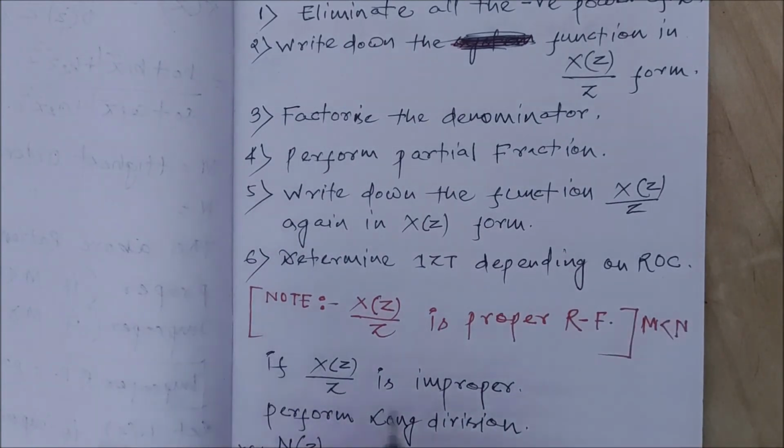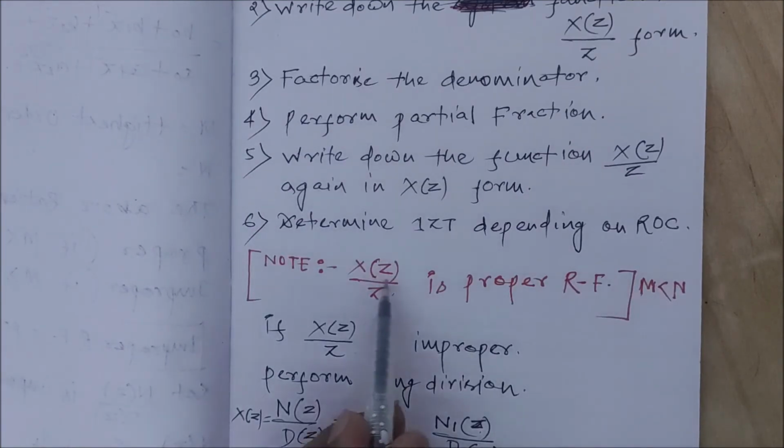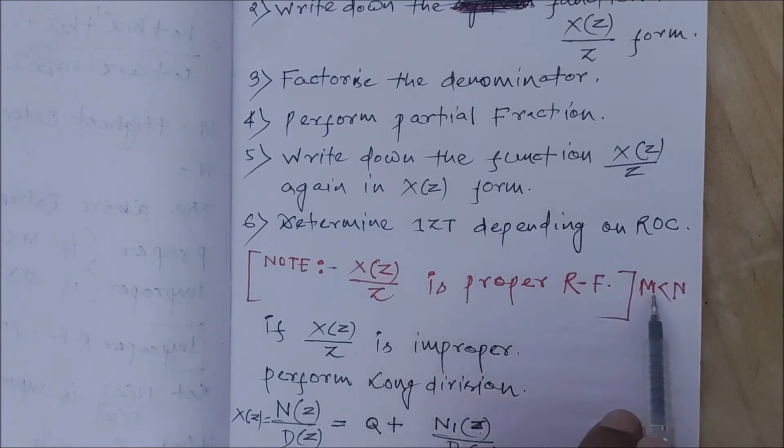Whenever a discrete time sequence is given, we generally calculate two things, the Z transform and the region of convergence. In the same way, if we need to determine the inverse Z transform, then definitely two things must be given, the function in the Z domain as well as the region of convergence. Now we can follow the above steps if and only if X(z) by z is a proper rational function. That means the highest order of the numerator is less than the highest order of the denominator.